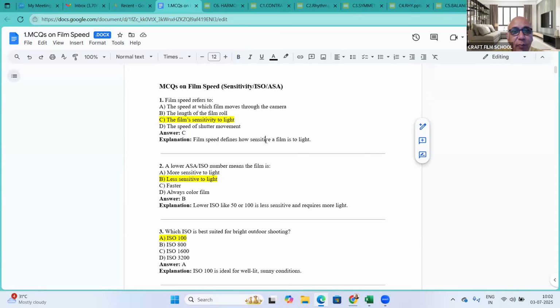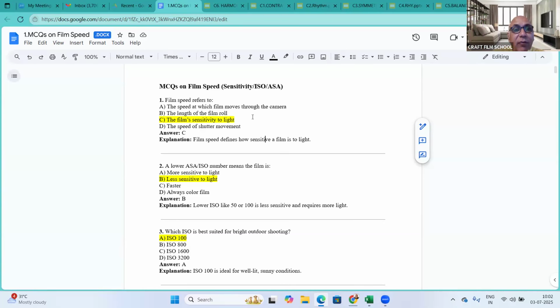Film speed: the speed at which film moves through the camera. No, that is not the speed. That is actually what we call frames per second. In 1 second, how many frames are being exposed? 24 frames per second. Sometimes we shoot high speed, then 24 becomes 48. Sometimes it becomes 100 frames, 200 frames, even up to that much. Not every camera can go, but certain cameras can go to high speed. So that is not the speed. Length of the film roll, no. 400 feet or 1000 feet has nothing to do with the film speed.